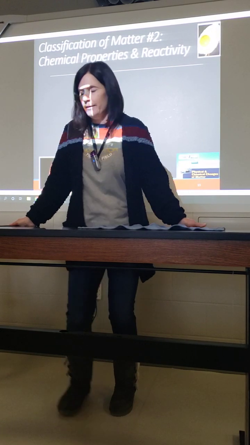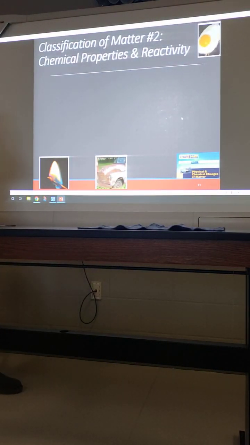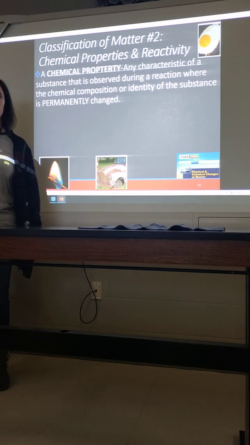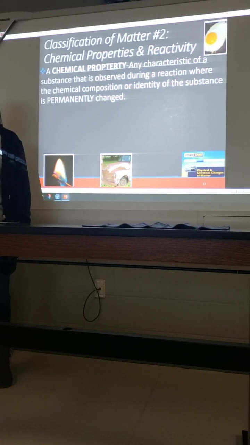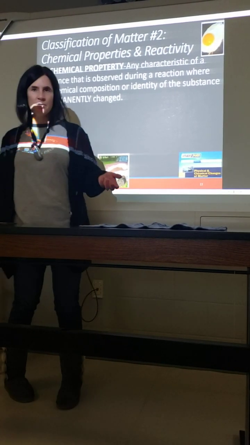So today we're going to start talking about our second way to classify things, and that is with chemical properties and how reactive something is. A chemical property is any characteristic of a substance that is observed during a reaction where the chemical composition is permanently changed. Right? Last year we talked about this with oxidation, with rusting, which is oxidation, and then oxidation with copper, how it turns that green color, but it has that patina. Those were a couple of examples.